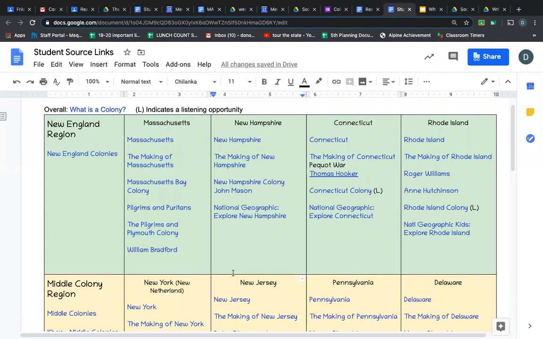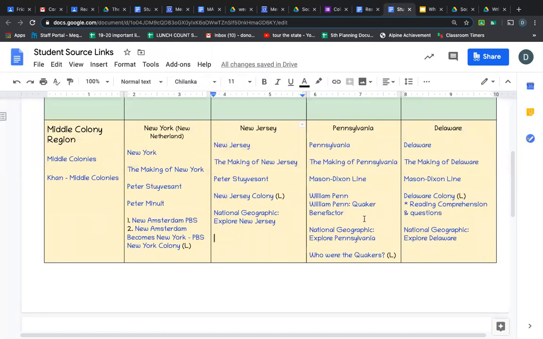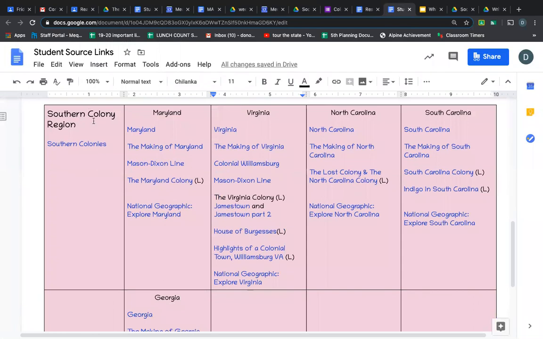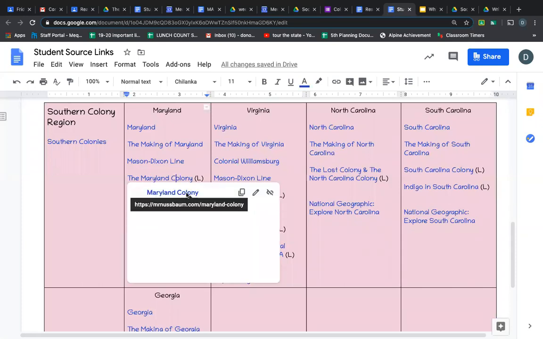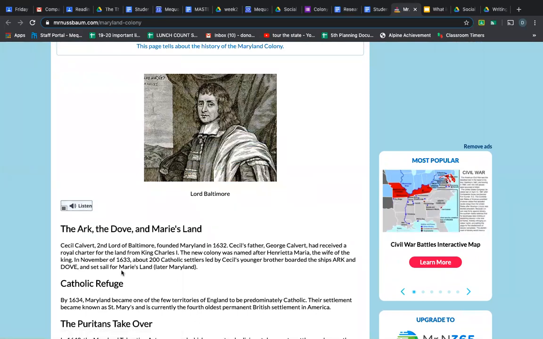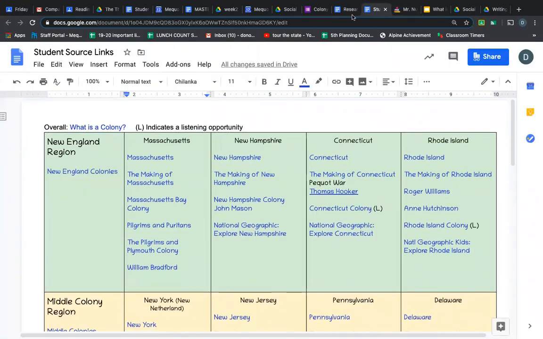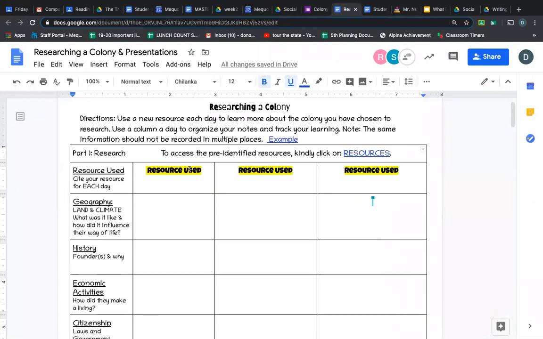So if you chose Pennsylvania, you have safe places that you can go and you can find information on. Every colony is on here. They are kind of organized by region. I do want to point out that the L next to some of the links means that that is a listening link. It is a place where you can click and watch, and it allows you to click listen and follow along while someone reads the information to you. So I think this should help you with your research for the colony that you choose.